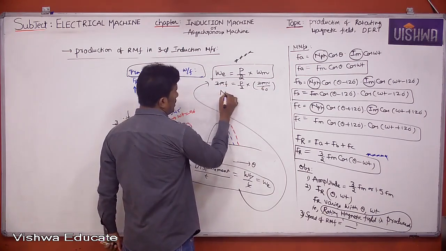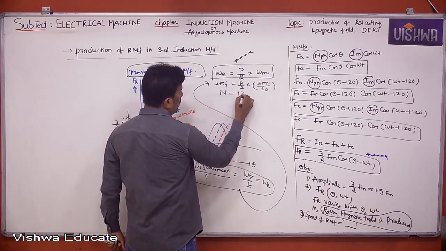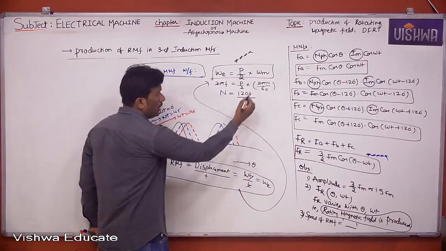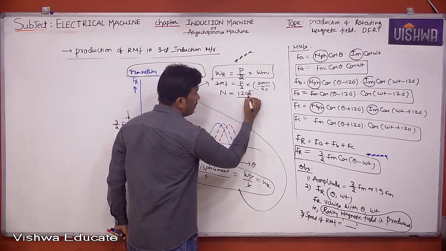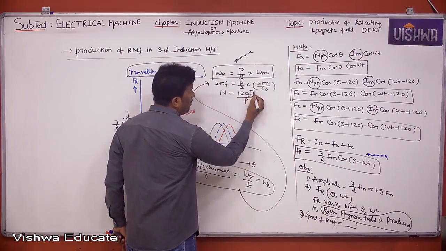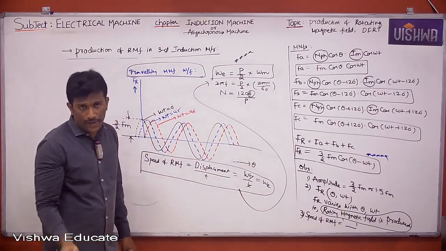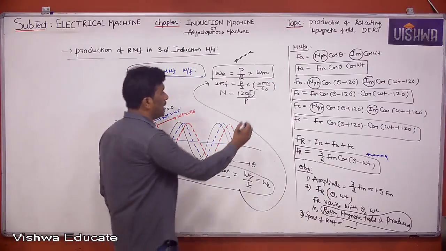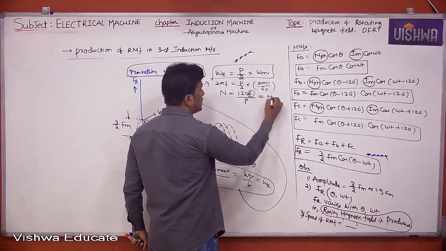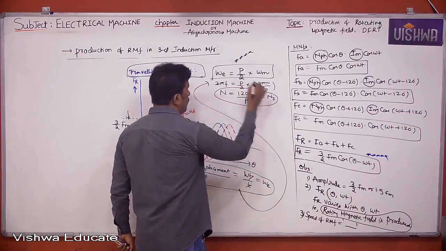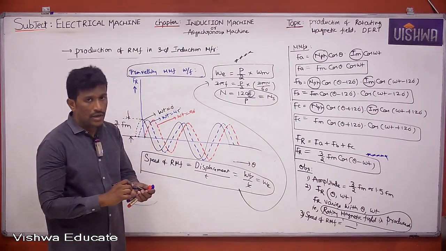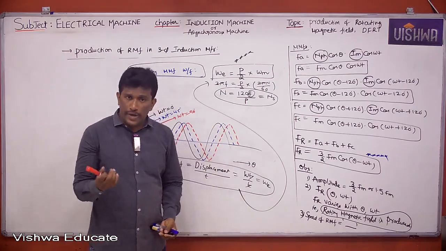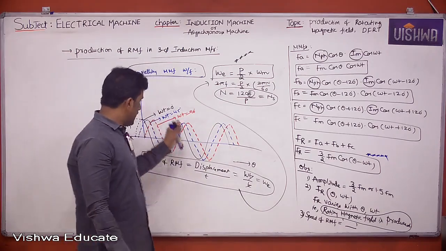From this, n equals 120 f by p. Here only frequency f is there. Suppose some other frequency is here, I may not call that synchronous speed. But since the frequency is f here, I can call this speed synchronous speed only. Therefore, one important conclusion: the resultant rotating magnetic field is produced and it is rotating like this.